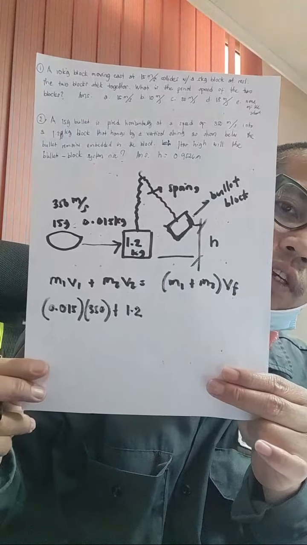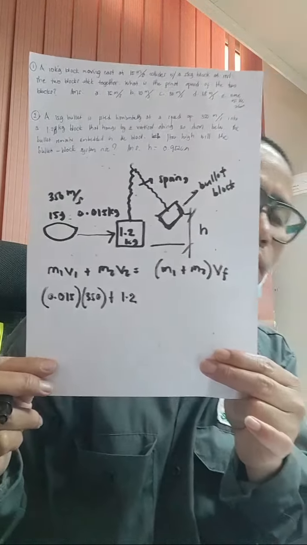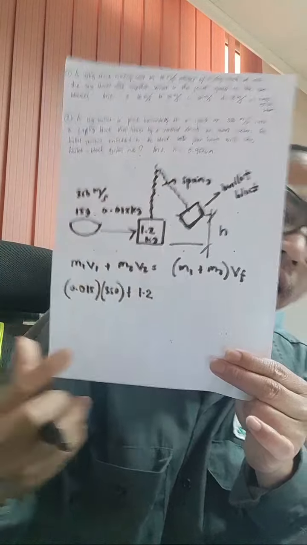Now substitute values. m1 is 0.015, v1 is 350, m2 is 1.2. How about v2? Our v2 is still 0, because the second block is still hanging before this one hits. So v2 is 0. And then (1.2 plus 0.015) is multiplied by the final velocity. Solve for the value.